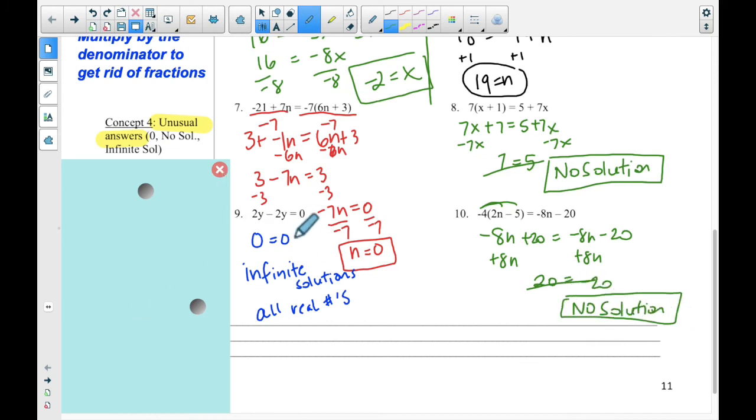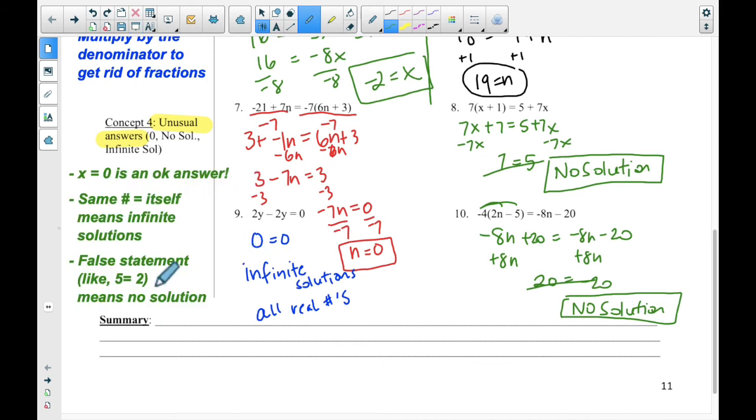Okay, in the margin, take a second to pause the video and write down a couple of these things. Actually, write down all of these things. The first, x equals 0 is an okay answer. You can have 0. That works. That is an actual answer.